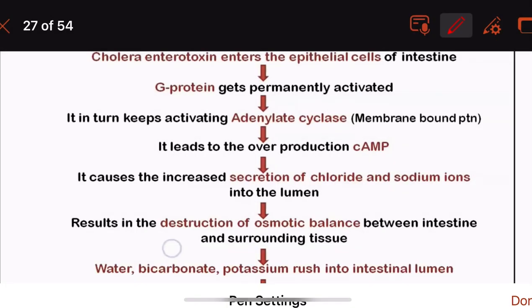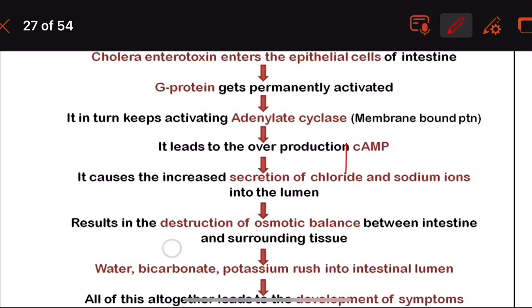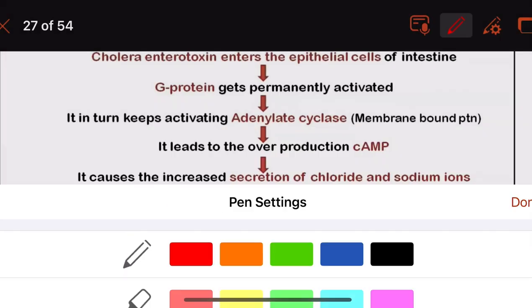So what all is rushing into the intestinal lumen? Chloride, sodium, potassium, water, bicarbonate. They are rushing into the intestinal lumen. All this together is leading to the development of symptoms.